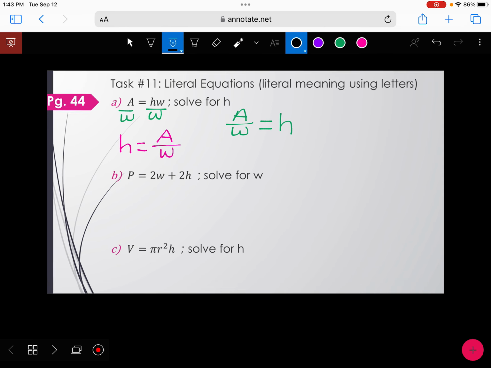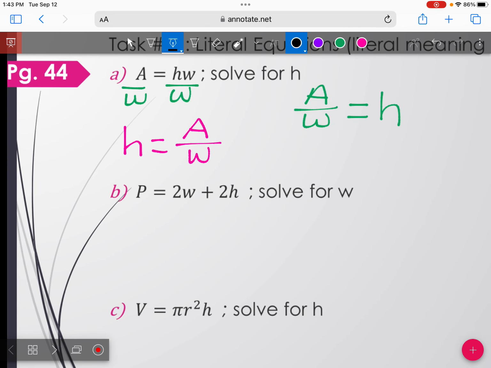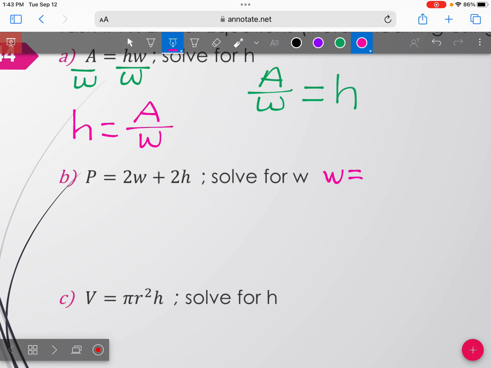Same thing for B. We are going to try and get W all by itself. I want this to be W equals. When it says solve for W, our goal is W equals M. And it may be a hot mess. But what are we going to do first? Divide by 2. We could divide by 2. That is absolutely an option.